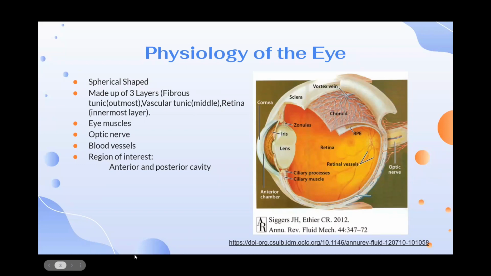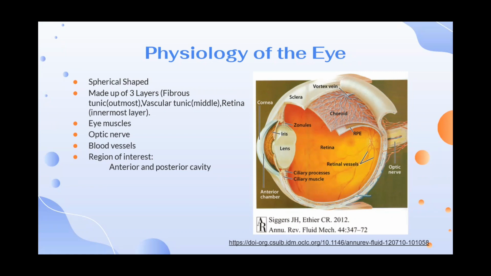Physiology of the eye. The eye is of spherical shape with an average diameter of 24 millimeters. It's made up of three layers: the fibrous tunic, the vascular tunic, and the retina. The muscles control the movement of the eye. The optic nerve transmits visual information to the brain. Blood vessels provide the eye with nutrients, waste removal, support, and cushion the eye.